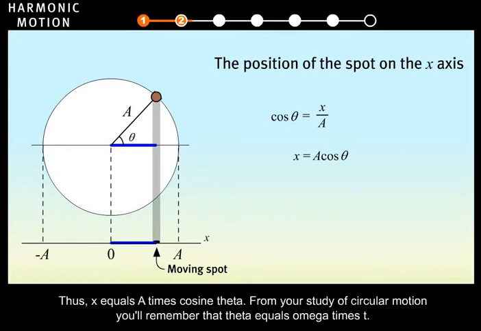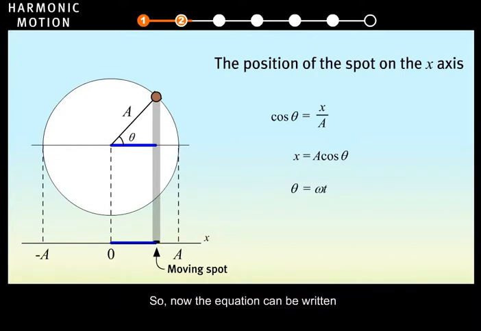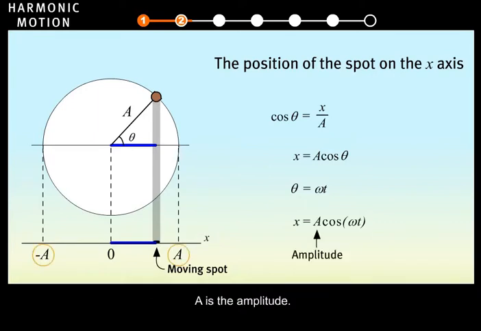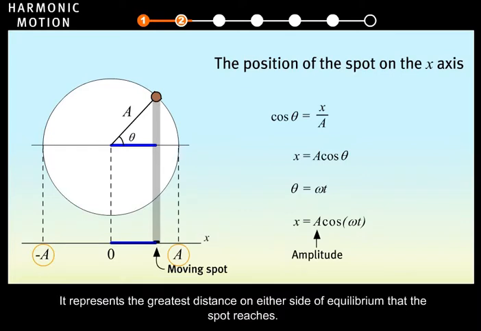From your study of circular motion, you'll remember that theta equals omega times t. So, now the equation can be written: x equals A times cosine omega t. A is the amplitude. It represents the greatest distance on either side of equilibrium that the spot reaches.